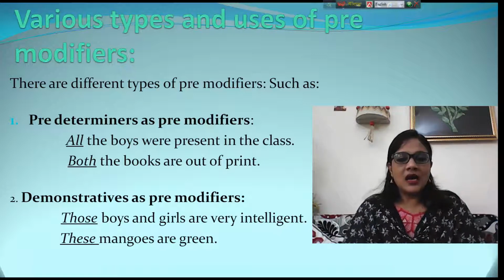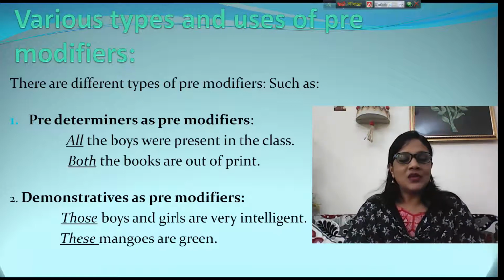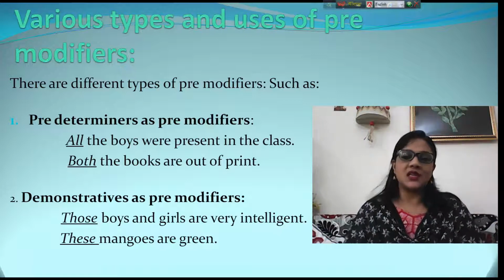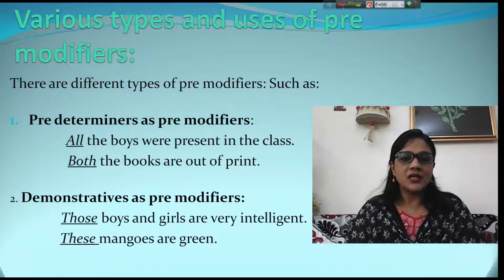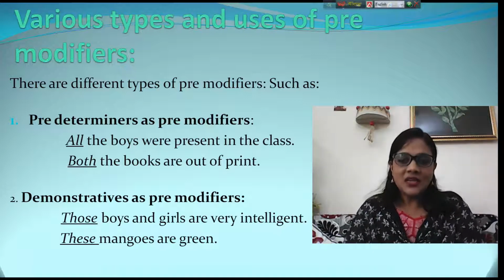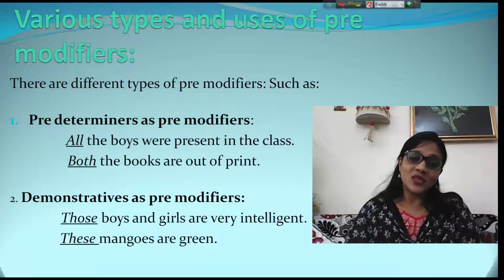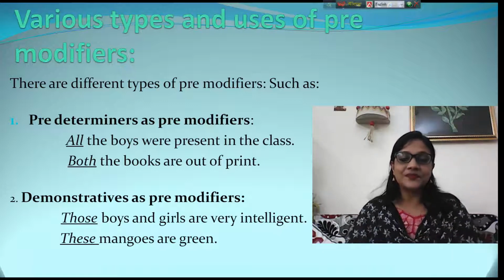My dear students, I think all of you should know what the determiner is. Now, if you follow the examples, all the boys were present in the class. Here, all is a determiner, and here it is placed before the boys, that is before the noun. For this reason, it modifies the noun, and it is used as a determiner, as a predeterminer, and as a pre-modifier also.